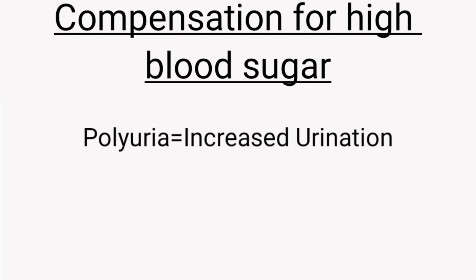Now let's talk about some of the ways that your body will compensate for that high blood sugar. One of the ways is what's known as polyuria, or essentially increased urination. Since a type 2 diabetic isn't producing enough insulin, the body is unable to get that glucose into the cells, and so it needs to do something with that glucose. And so what it does is it forces it into the bladder, which then it can be urinated out.